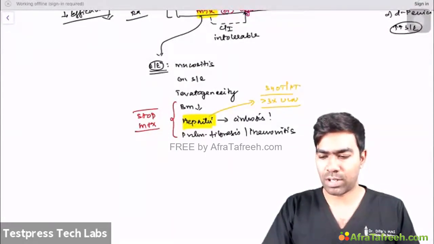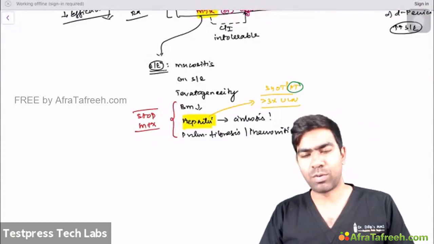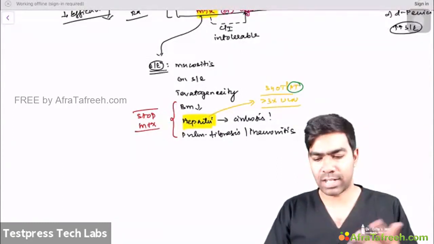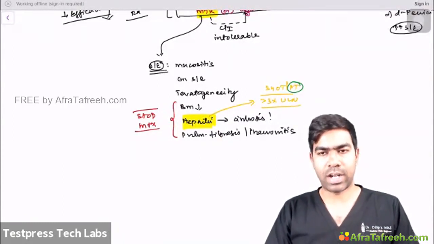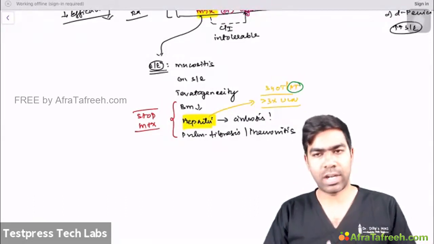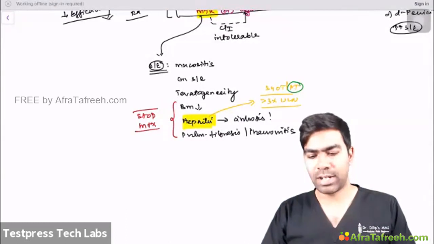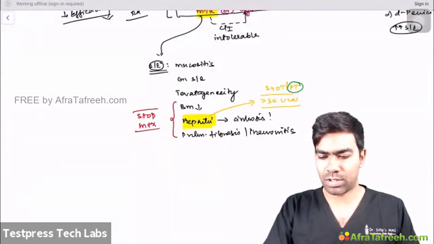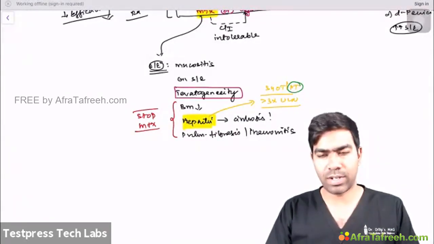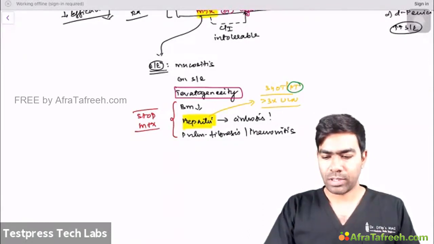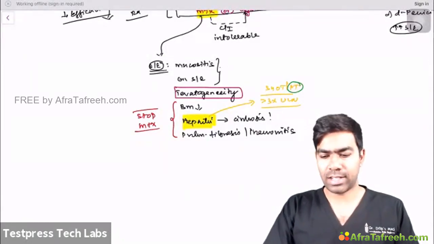If there is more than three times elevation of SGOT and SGPT, especially SGPT, which is very important in this scenario, that is, at least more than three times the upper limit of normal, then you can stop methotrexate. Or with any evidence of bone marrow suppression, pneumonitis, or pulmonary fibrosis, it's very important that you immediately discontinue methotrexate. Of course, in pregnancy, I don't even give this drug. But with mucositis and minimal GIT side effects, you can continue this drug, no problem.